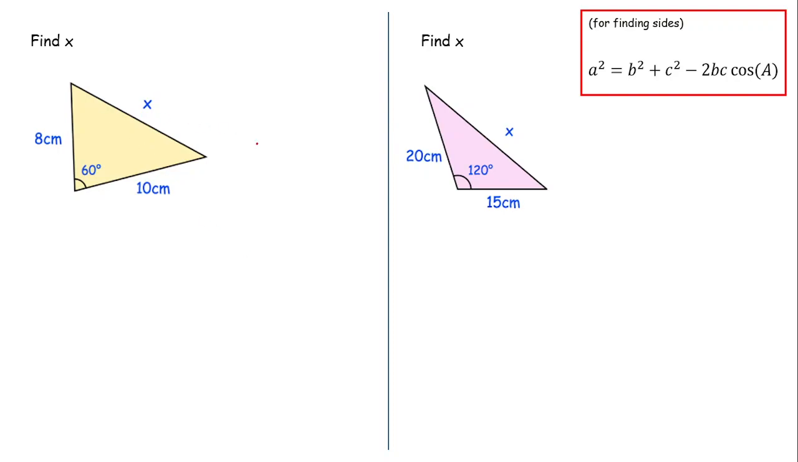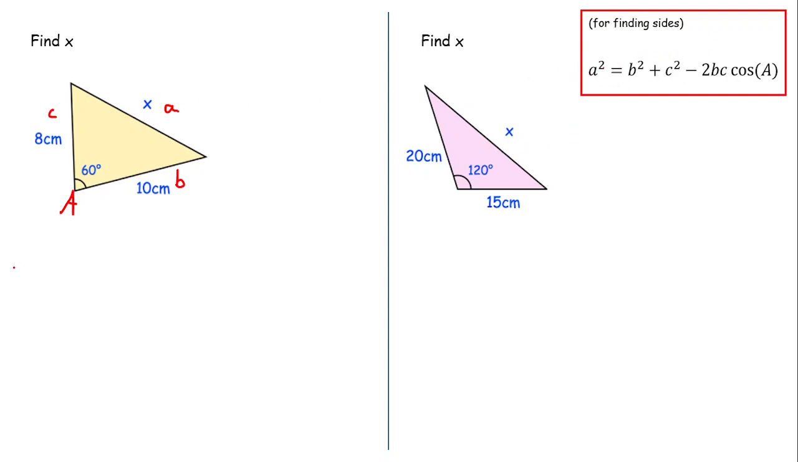Okay, find x. Again, you need to label up that side x, because that's what you're trying to find. So I'm going to call that lowercase a. The angle opposite is going to be capital A. Your 2 sides, you can call b and c in either order. And then it's just a case of substituting into your formula.